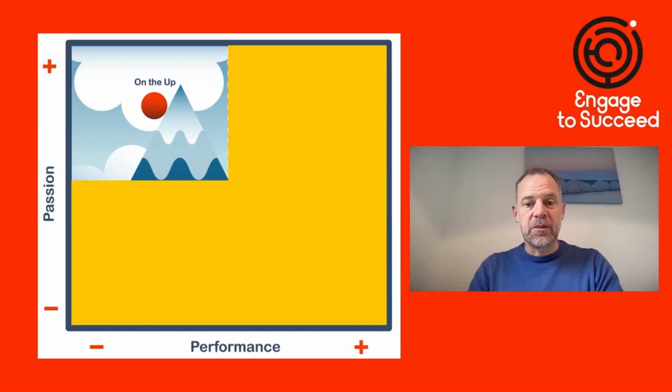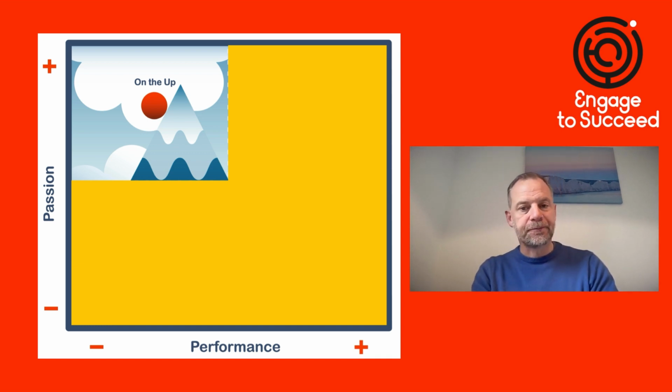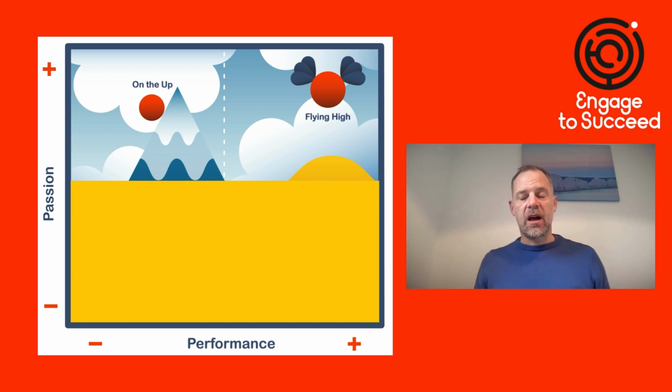The first level of engagement is where you have a high degree of passion and low degree of performance. This is called on the up, usually signified when somebody has started a new role, moved companies, or potentially taken on a new project. As performance increases, as you settle into a new role, often what happens is you then move to the second level of engagement, which is called flying high. This is where you have high degrees of passion and high degrees of performance. Usually this signifies that you are truly engaged within your role, your work, and your general life.